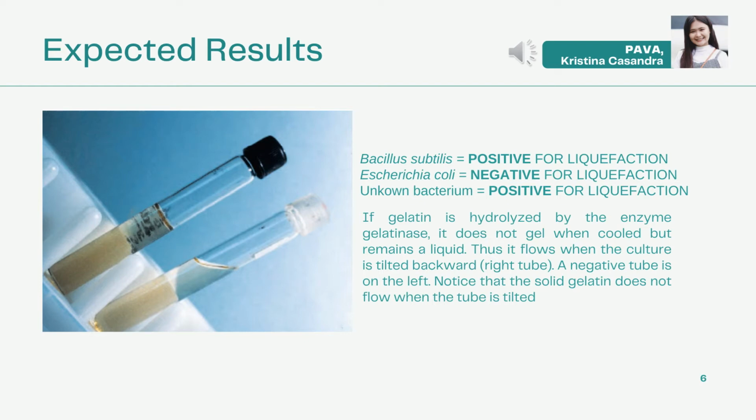For the interpretation, if gelatin is hydrolyzed by the enzyme gelatinase, it does not gel when cooled but remains a liquid. Thus, it flows when the culture is tilted backward, like the right tube. And for the negative tube on the left, notice that the solid gelatin does not flow when the tube is tilted.